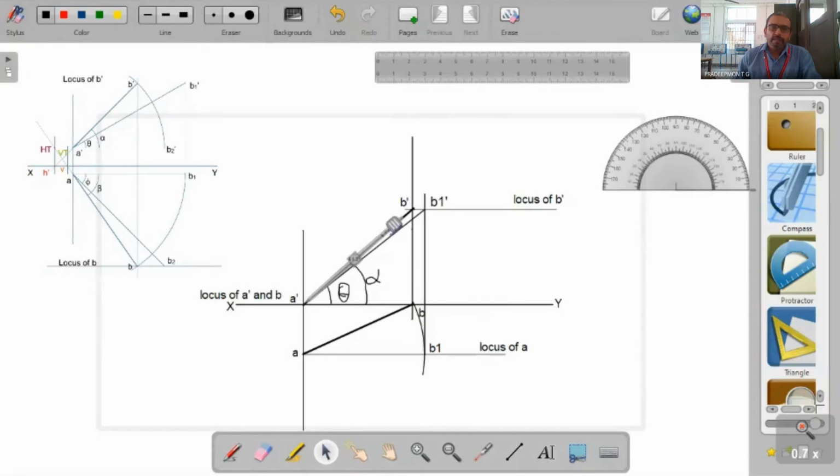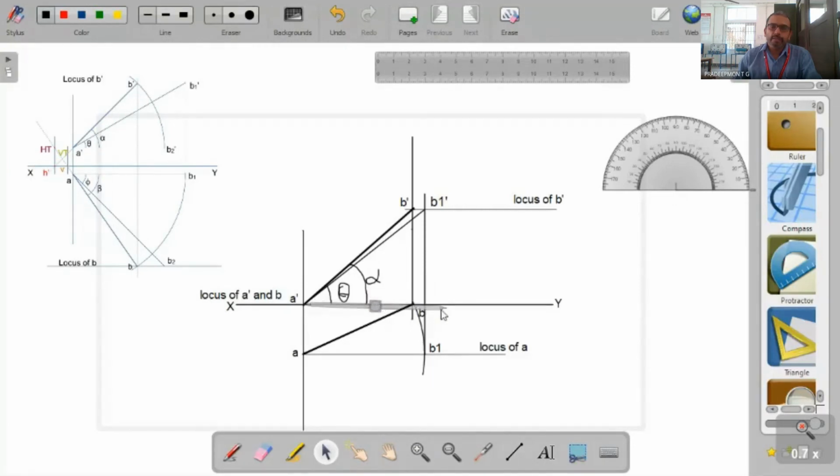Take the radius equal to the length of A dash B dash. Then rotate it so that it becomes parallel to the XY line. In this case, parallel to XY means the locus of A dash, and the locus of A dash is XY itself.